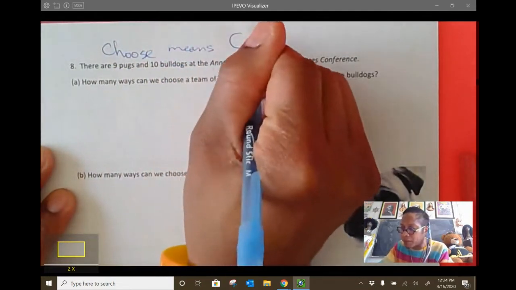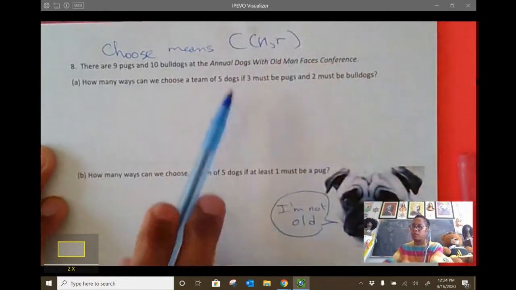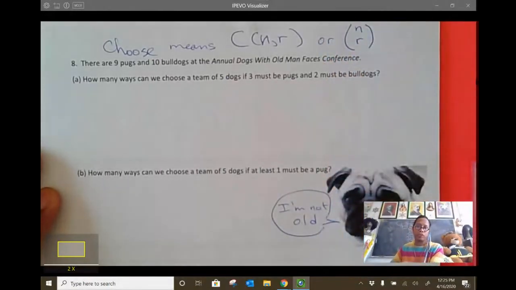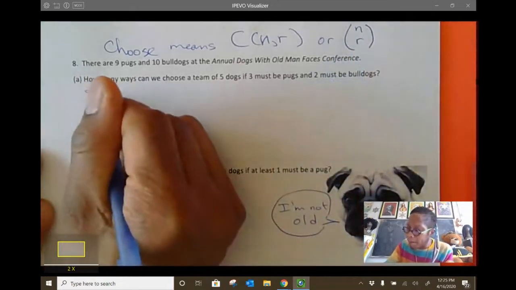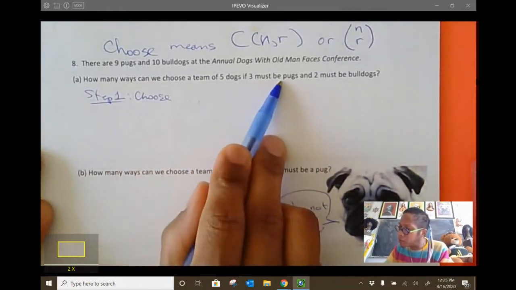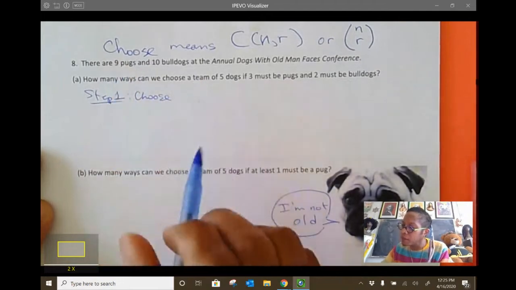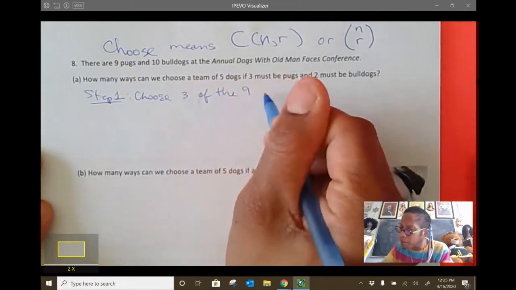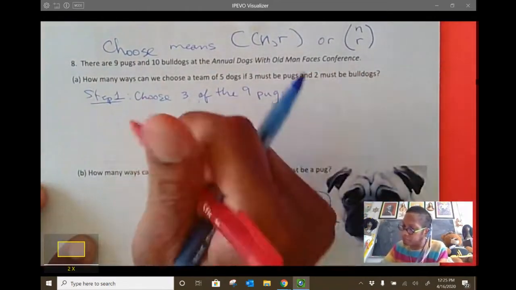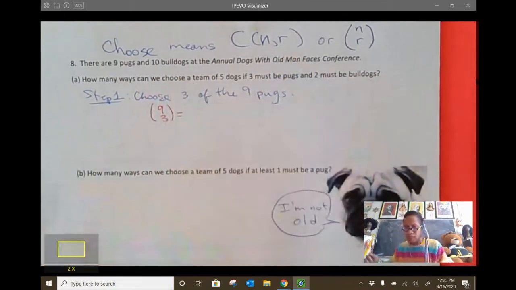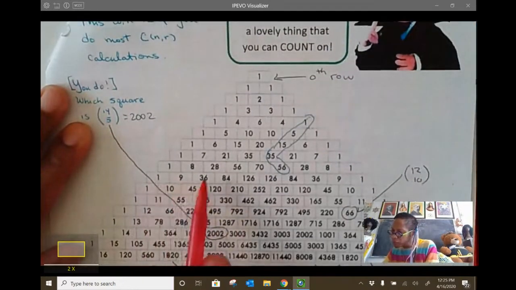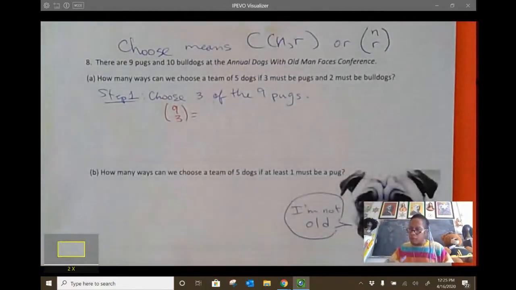Whenever we say the word choose, that means we're going to be doing this nCr jazz. That's what that big C is all about. Or we can write it in the more mature way, n choose r. So still, choose is in there. Step 1, we want to choose 3 pugs. How many pugs total do we have? We have 9 pugs. Choose 3 of the 9 pugs. That can happen in 9 choose 3 ways. Then I'm going to go to Pascal's triangle: 9 choose 0, choose 1, choose 2, choose 3, 84. That happens in 84 ways.